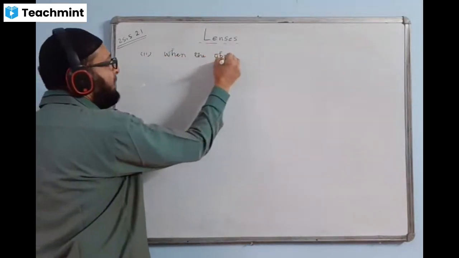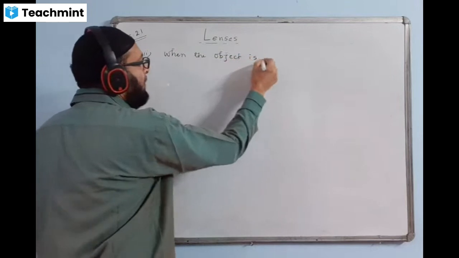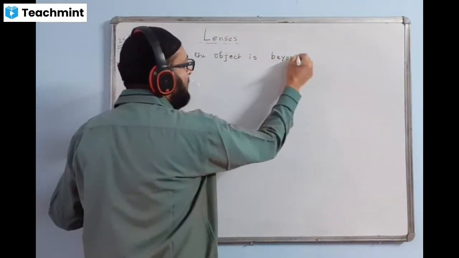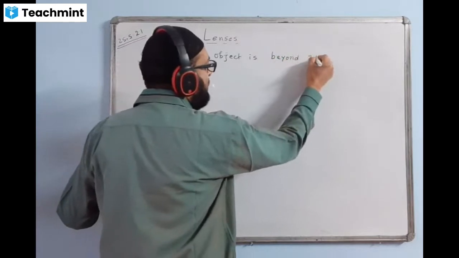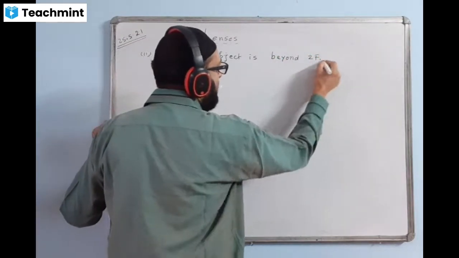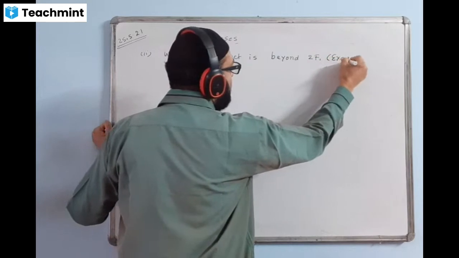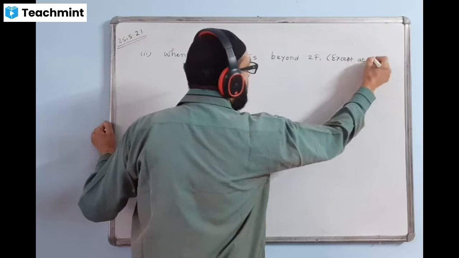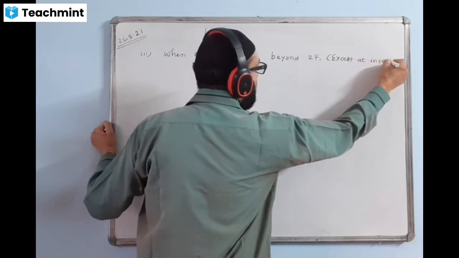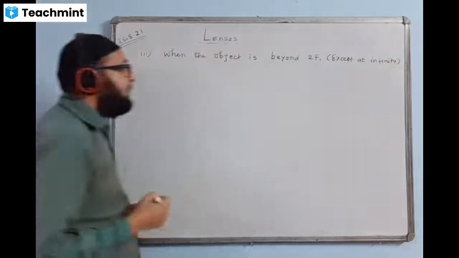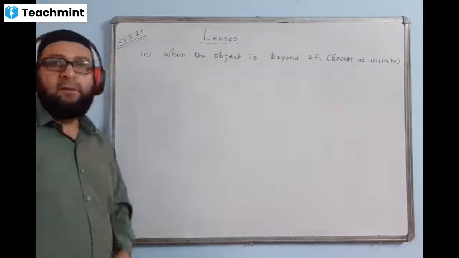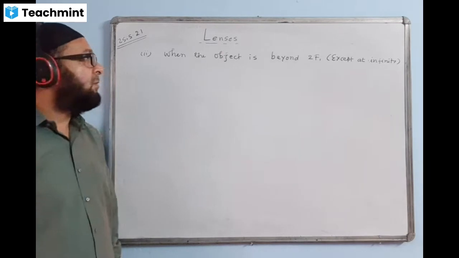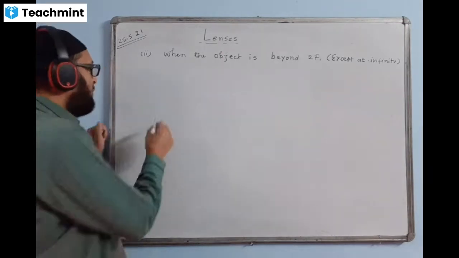When the object is beyond or behind 2f1, except at infinity. The object is beyond 2f1, but not at infinity. Okay, but behind or beyond 2f1. How to draw the diagram for this?